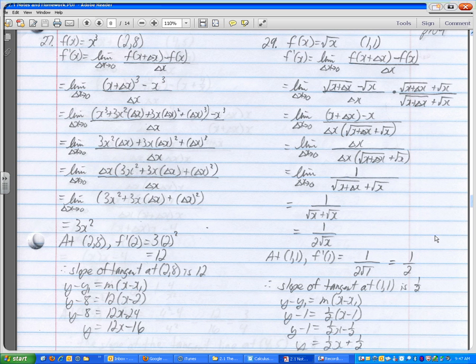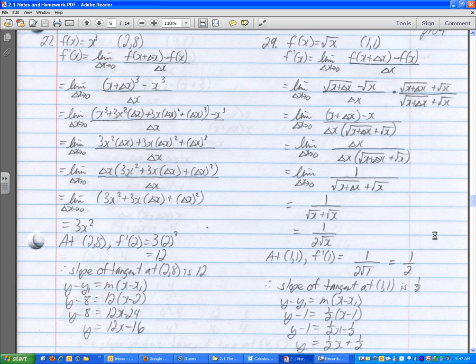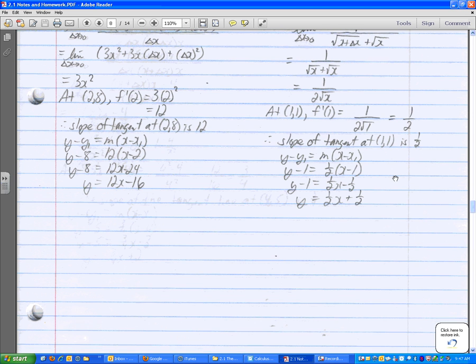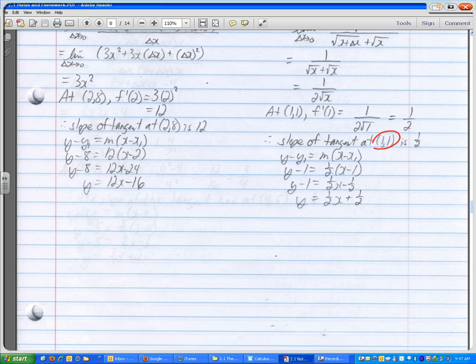Now that we know the slope of the tangent line and we know a point on our line, we know a point, we know the slope, use point slope. Y minus y1 equals m times x minus x1. So y minus 1 equals 1/2 times x minus 1. And unless you're told otherwise, always just count on putting it in y equals mx plus b form. Everybody considers that the most useful form.